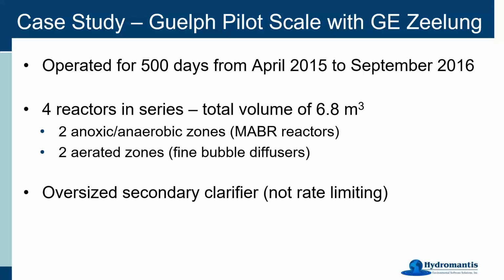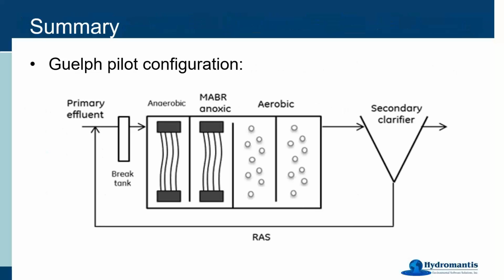And then they followed that by 2 aerated zones. So it's not unlike what I was showing you in that sample layout. They then had a secondary clarifier and a recycle. The clarifier was quite large, just so that it wouldn't be the rate limiting step in this process. So it kind of looked like this, basically.